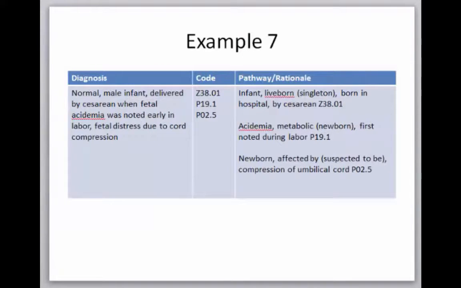Here is example 7, and I have the pathway on the right. We are using the principal diagnosis of Z38.01. The baby was born in this hospital by cesarean. And then I have the problems that are occurring, the perinatal conditions that are occurring that are coded there.